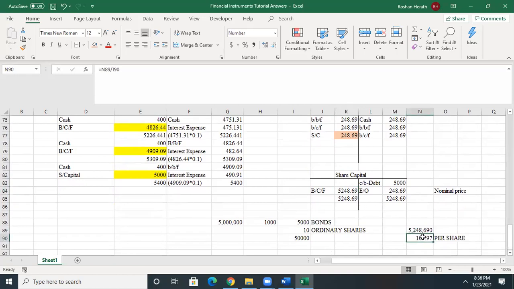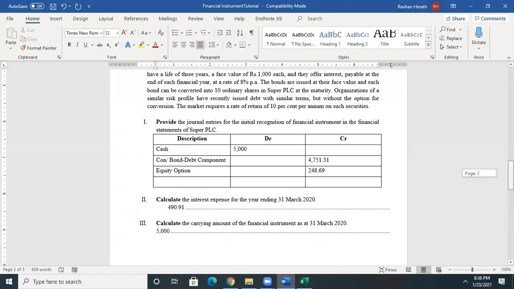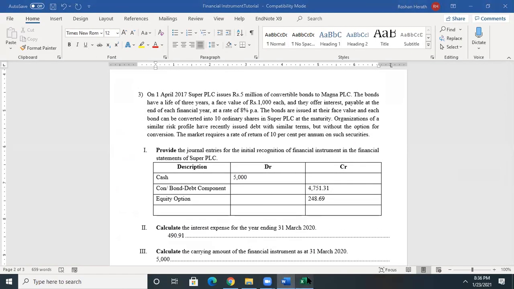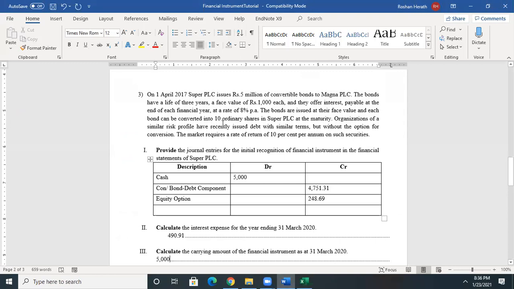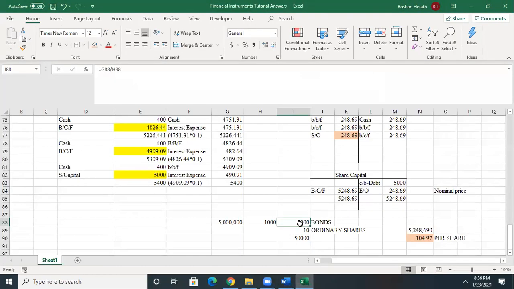I just worked that out to show you how much it is. The question had said that each bond is 1,000 and the total was 5 million, so I identified how many bonds there were. Then it was said that each bond can be converted to 10 shares. So having taken the consideration, I divided by 50,000 to work out the price per share. That's it.